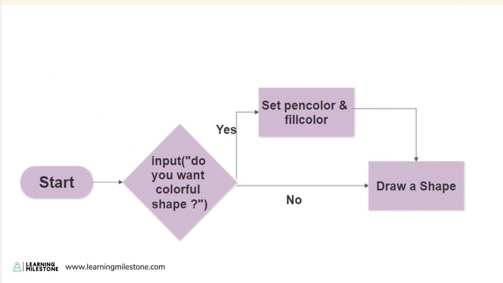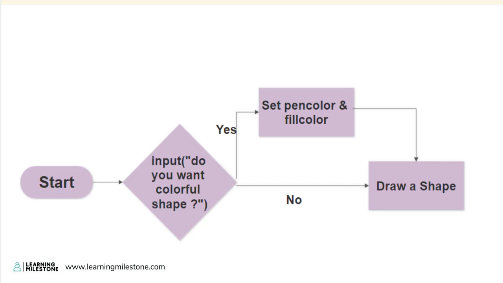In coding also we need to make decisions, and according to our decisions or conditions we need to execute a certain path of code. For example, in Turtle, if we ask the user, do you want a colorful shape? The user may answer yes or no. And if the user says yes, we'll set pen color and fill color, and we may ask the user what color you want, right? And then we will draw the shape and it will result in a colorful shape.